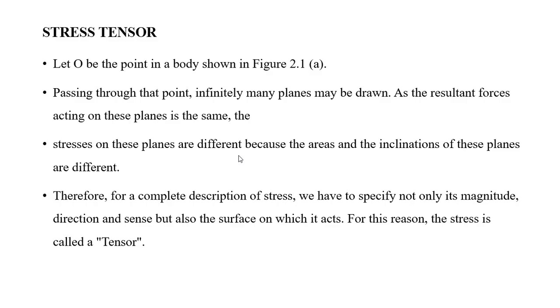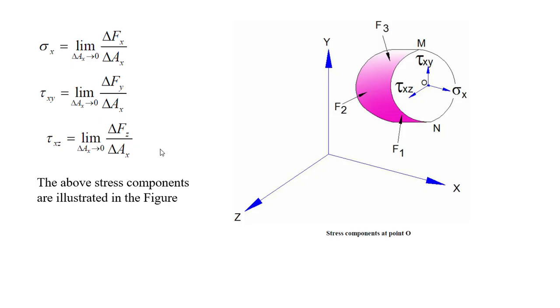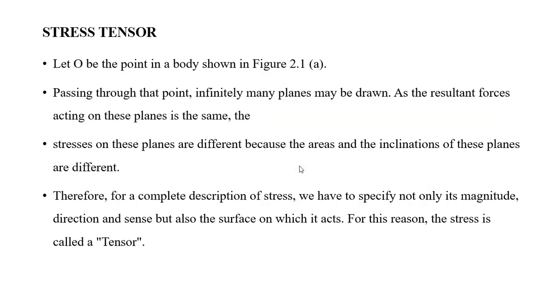Suppose we have different types of vectors and scalars, different types of force components and stress components. If you take any body here as the material, and consider any point O in this body, point O being a point in a body shown in the figure, then infinitely many planes may be drawn passing through that point.